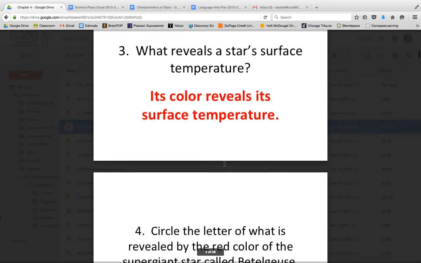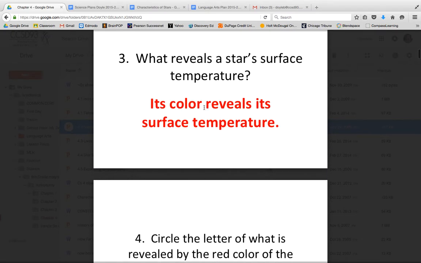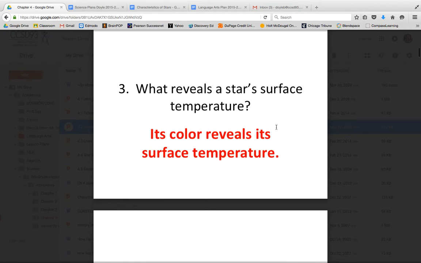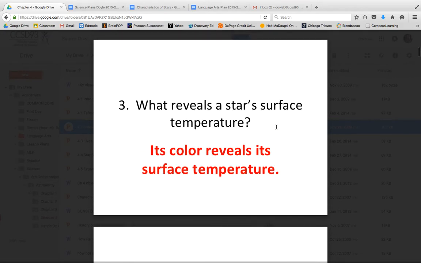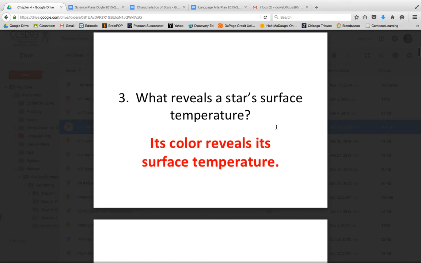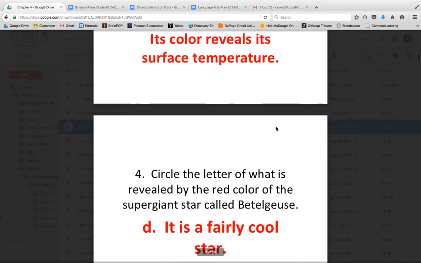All right, 3, what reveals a star's surface temperature? Its color reveals its surface temperature. So you've probably seen a flame that's orange and then white or blue, and the different colors represent different temperatures. And so same with the stars.